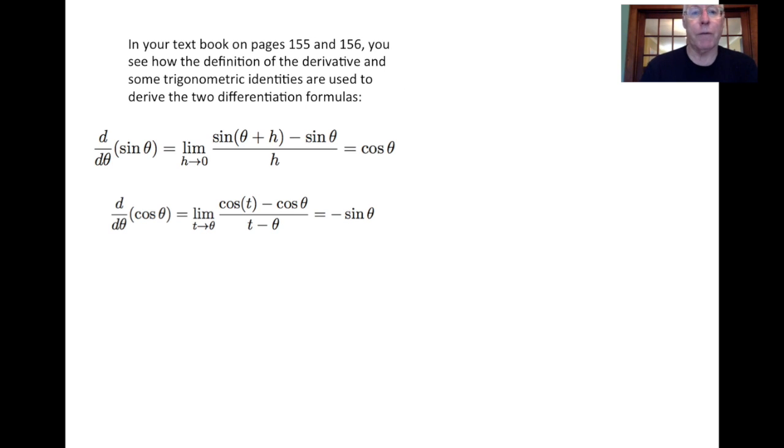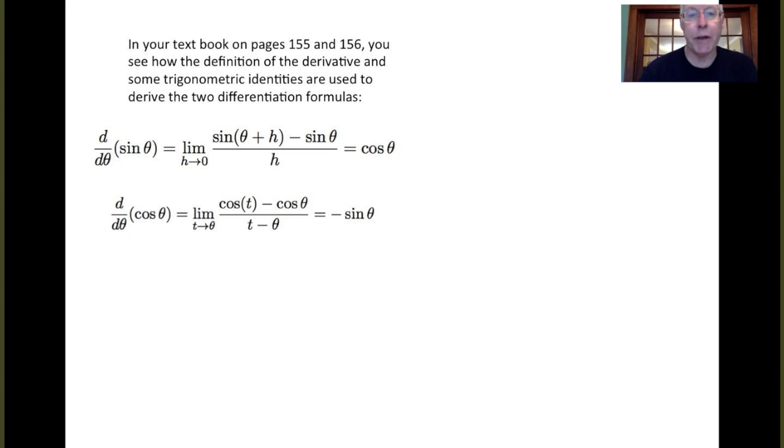So on pages 155, 156 of the textbook, you saw how the definition of derivative and some trig identities could be used to derive the two differentiation formulas. One gives us the derivative of the sine of theta with respect to theta is the cosine of theta, and the derivative of the cosine of theta with respect to theta is minus sine theta. As a reminder, we've included those definitions.